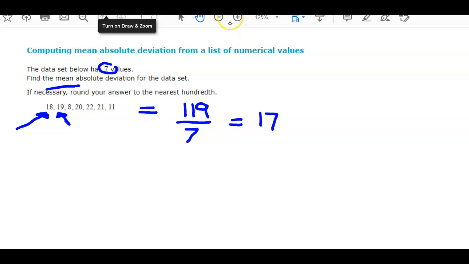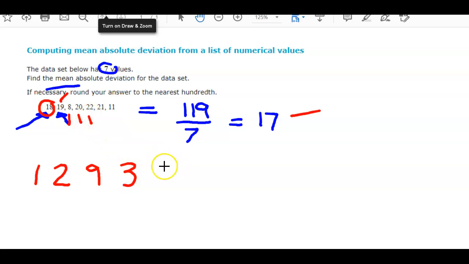So I'm going to change colors here so we don't get confused. Let's take a look at this 18. How far is 18 away from 17? It's 1. Now I'm going to do the same thing with the 19. 19 is 2 away from 17, so that's going to be a 2. Now we need to do the 8. And 8 is 9 spots away from 17, so we'll put in a 9 right there. We need to do the 20. 20 is 3 spots away from 17.